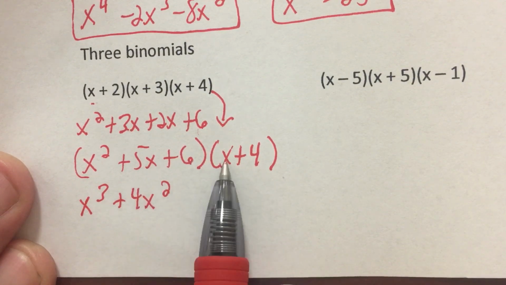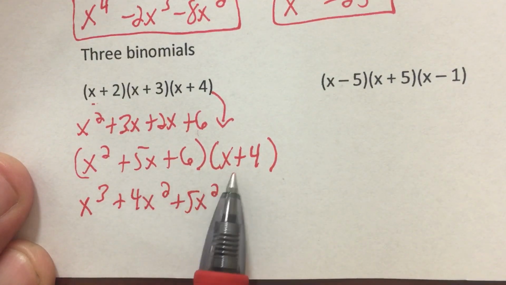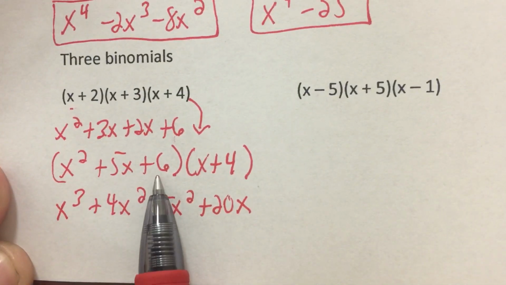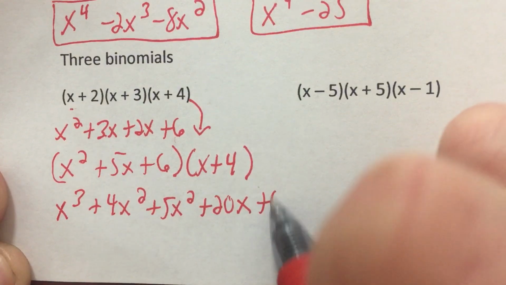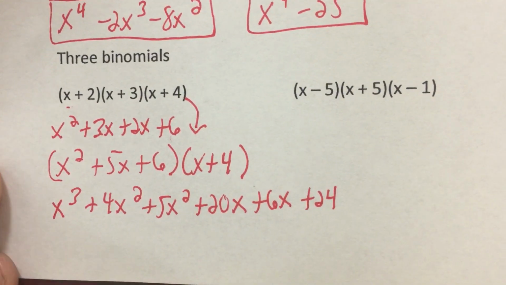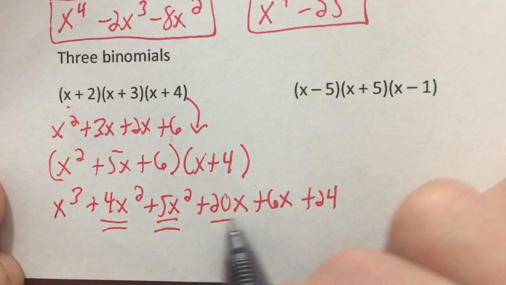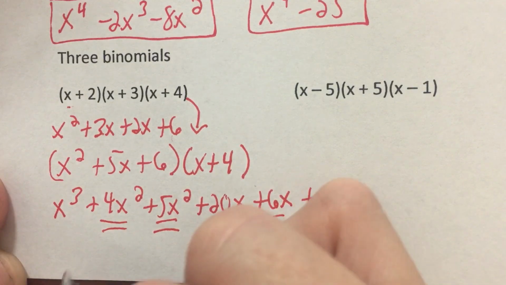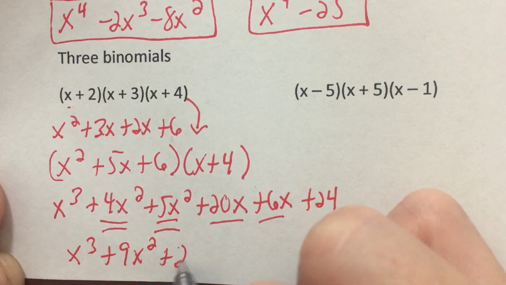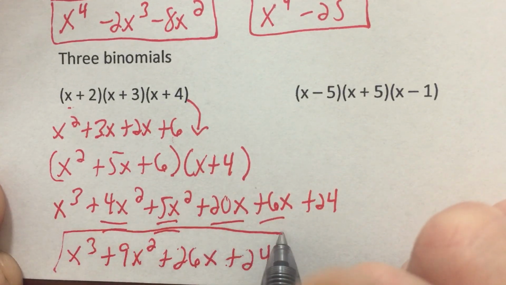5x's turn, he multiplies the x and we get a positive 5x squared. When the 5x multiplies the 4, we get 20x. 6 finally. 6 times the x would give us a 6x. 6 times the 4 would give us a 24. Notice that now we have two different sets of like terms. These x squareds, these x's. So we get x to the third plus 9x squared plus 26x plus 24 by the time we're done.